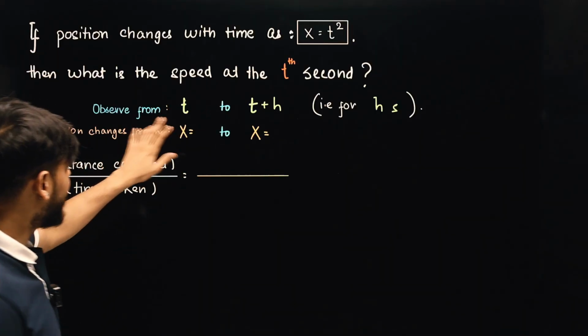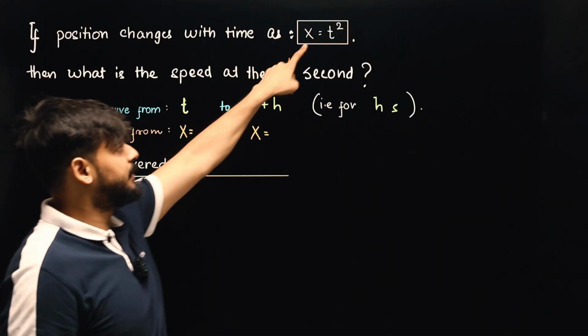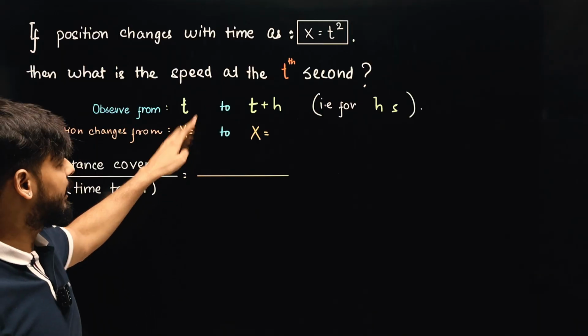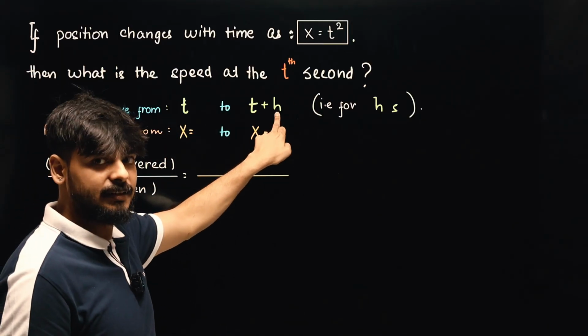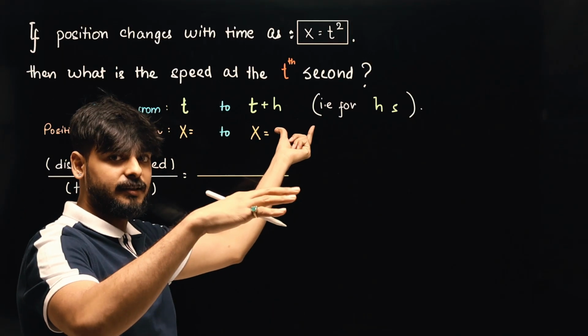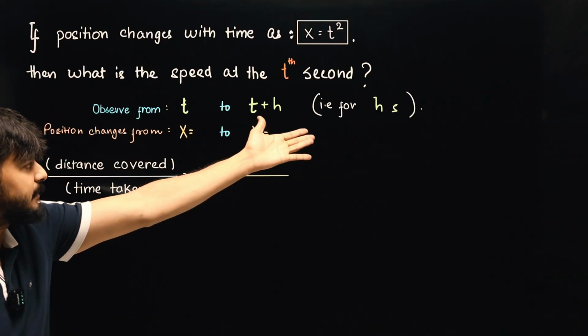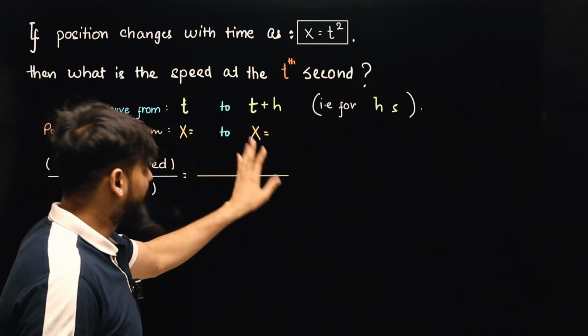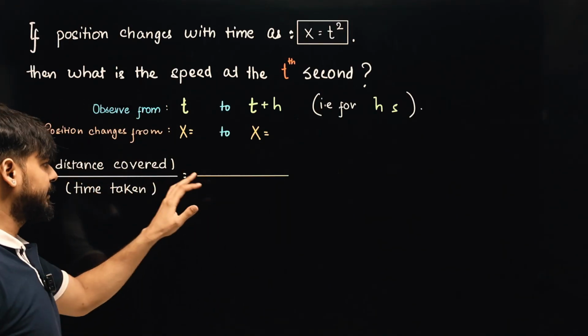So where would the body be at x is equal to t? Well, this tells me that it will be at t square. And then where would the body be at t plus h seconds? It will be at (t plus h) whole square. Then what would be the distance covered in these h seconds? (t plus h) whole square minus t square, divided by time taken, which is h seconds.